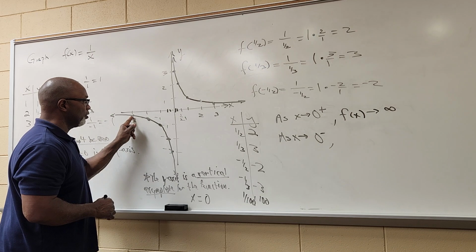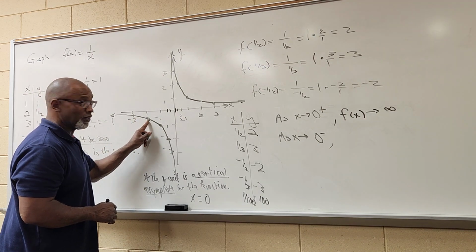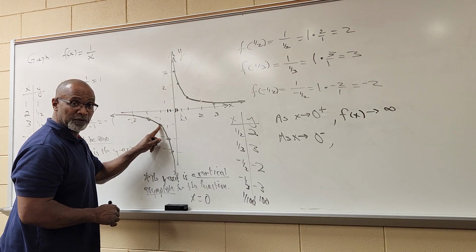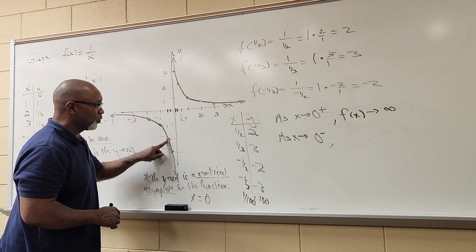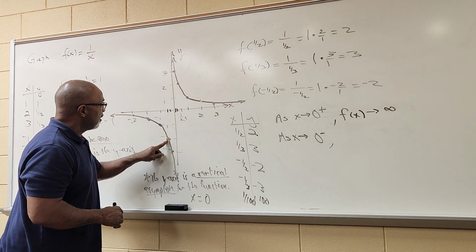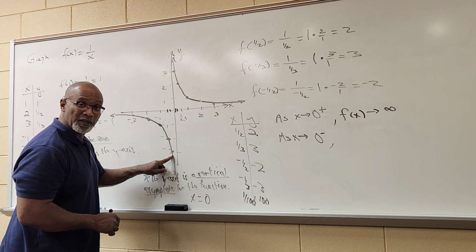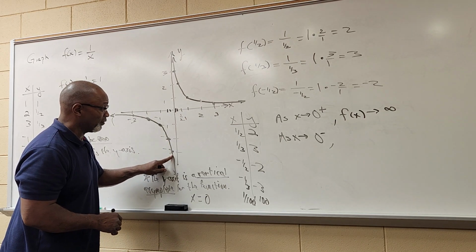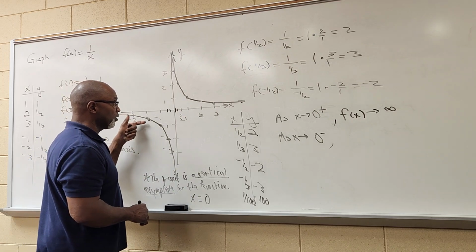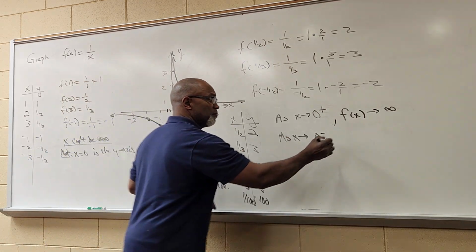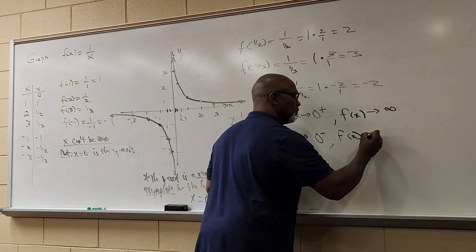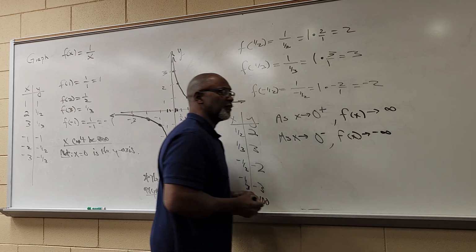So x equals -3, my function is here. X equals -2, my function is here. X equals -1, my function value is here. At x equals -1/2, my function was at -2. At x equals -1/3, my function was at -3. So as I come to 0 from the negative side, my function is now going to negative infinity.